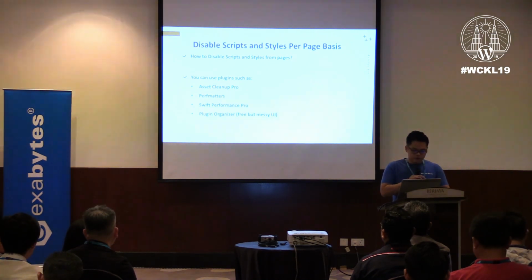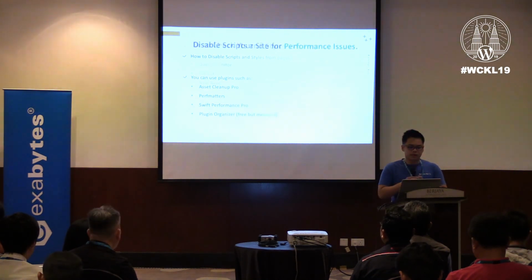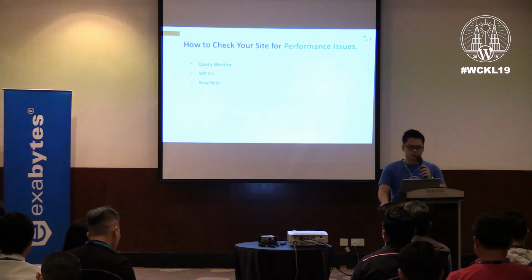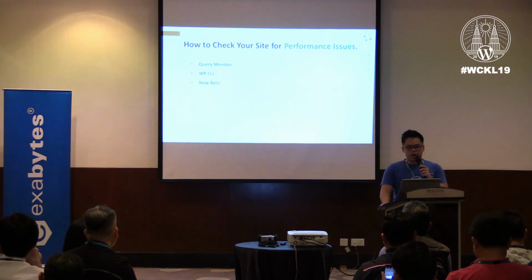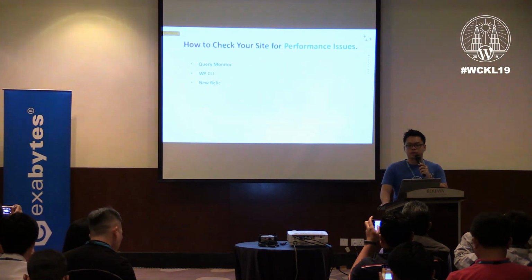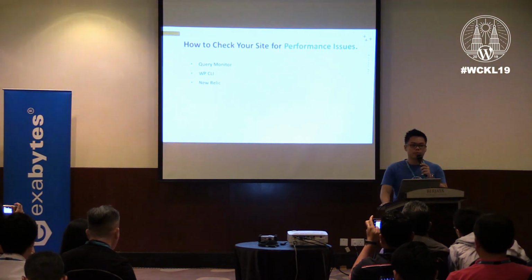Okay, so after you have done all the optimization above, how do you check for your site performance issues? There are three methods that I personally use. One is using Query Monitor. Query Monitor is a plugin. You can find it on the WordPress repo.